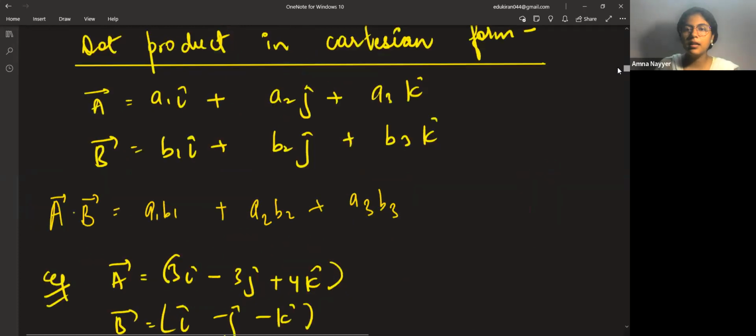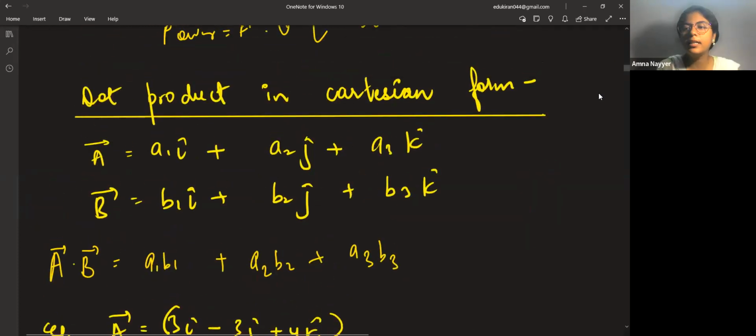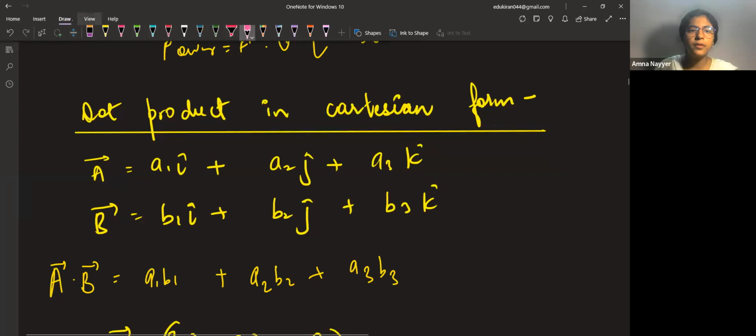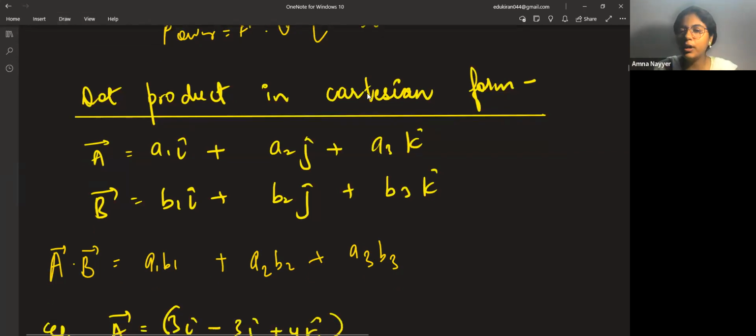Yes, class. See, now the dot product in Cartesian form. Now, how do you add two vectors which are given? How do you subtract two vectors which are given? When we take the dot product in Cartesian form, this is the A vector, this is the B vector. When we have to add two vectors, whatever is the coefficient along with I cap, we add it together. Then the coefficients of J caps are added together, coefficients of K caps are added together.